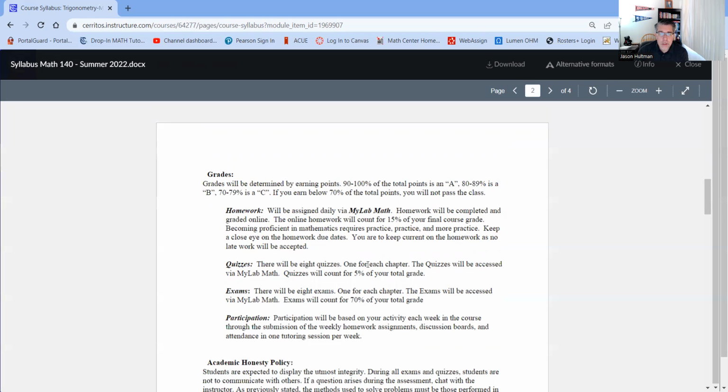Quizzes. There will be 8 quizzes, 1 for each chapter. The quizzes will be accessed via MyMathLab. Quizzes will count for 5% of your total grade. Exams. There will be 8 exams, 1 for each chapter. The exams will be accessed via MyMathLab. Exams will count for 70% of your total grade.